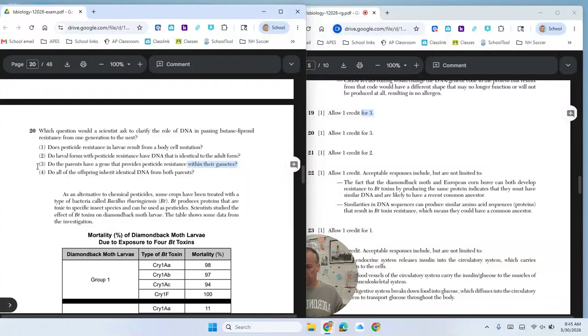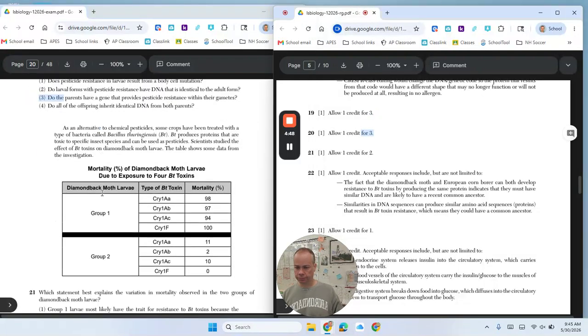So this choice 3 looks like it's going to be good. Do all the offspring inherit identical DNA from both parents? That's not the way that sexual reproduction works. They don't inherit all DNA from both parents. Individuals inherit half of their DNA from each parent. So that's incorrect. Choice is 3. If you got it correct, give yourself the point in the margin.